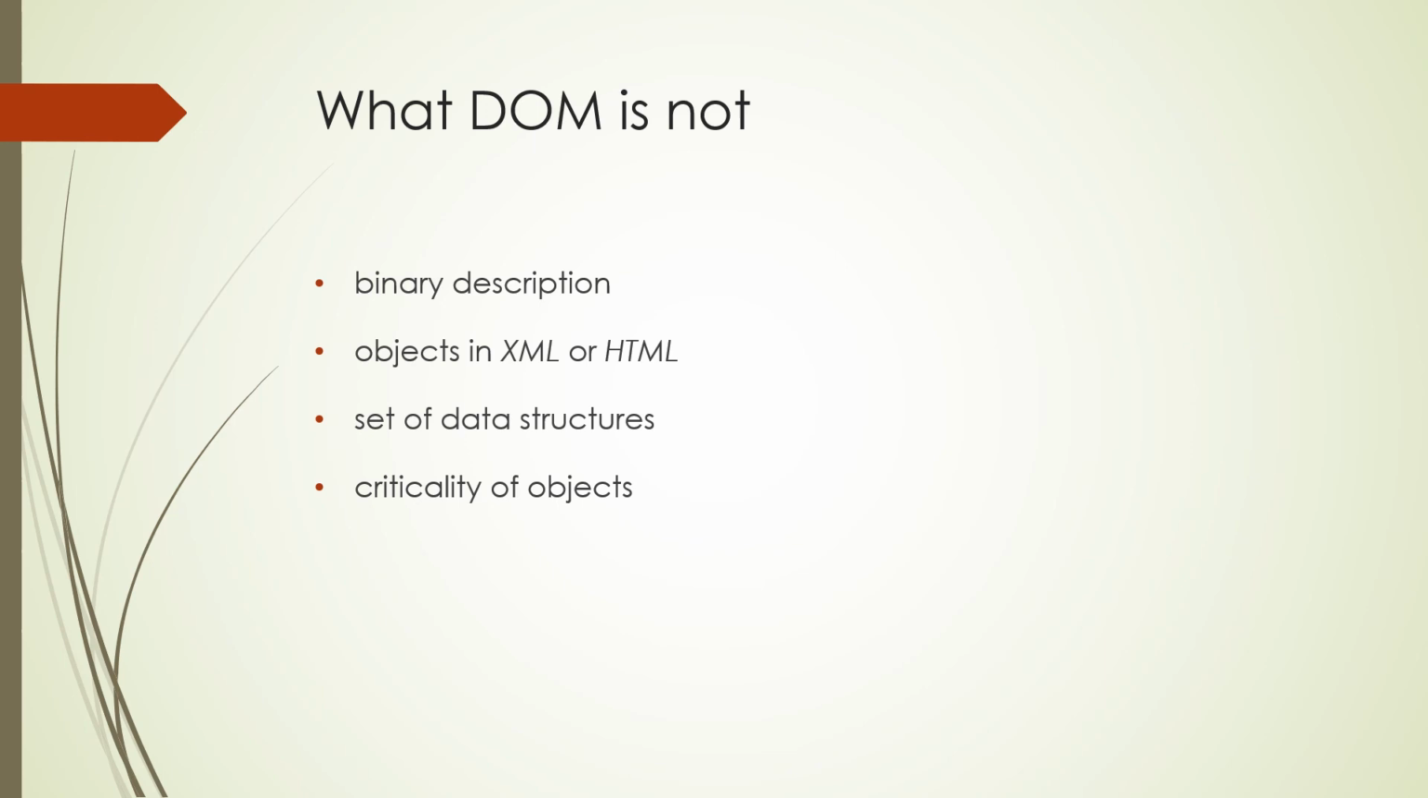Set of data structures: the document object model is not represented by a set of data structures. It is an interface which specifies object representation. At last, criticality of objects: the document object model does not show criticality of objects in documents, and does not have information about which objects in a document are appropriate to the context and which are not.